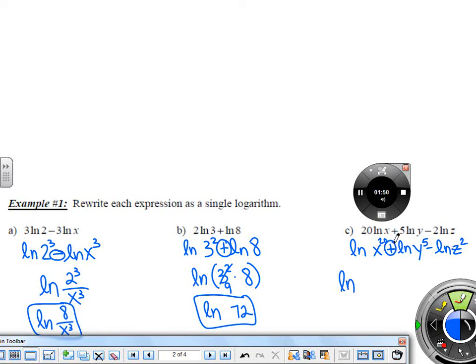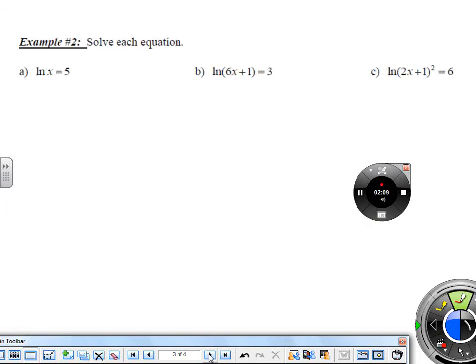Now, the addition here tells me that these multiply. The subtraction here tells me this divides. That means the z squared is going to end up in the denominator. And the x to the 20th and the y to the 5th would both be multiplying each other in the numerator. So again, review of log properties just with a natural number base.